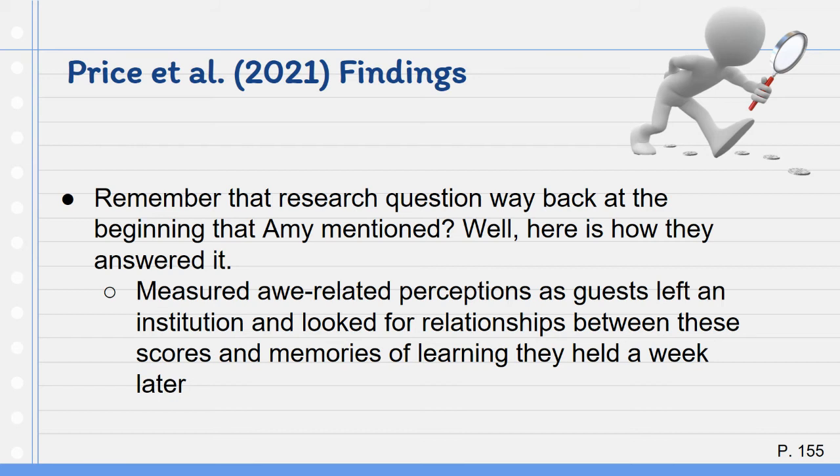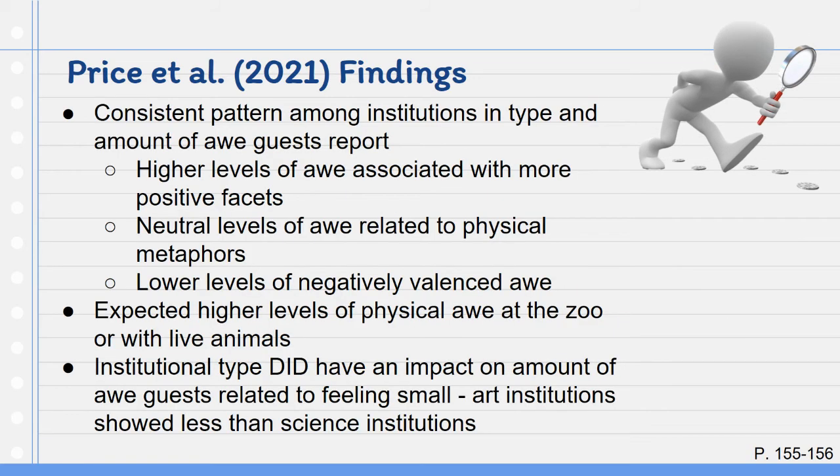The researchers measured awe-related perceptions as guests left an institution and looked for relationships between these scores and memories of learning they held a week later. The authors found a consistent pattern among institutions in type and amount of awe that guests reported. Higher levels of awe were associated with more positive facets. Neutral levels of awe related to physical metaphors, such as feeling chills. And there were lower levels of negatively valenced awe, things such as feeling fear or threatened.